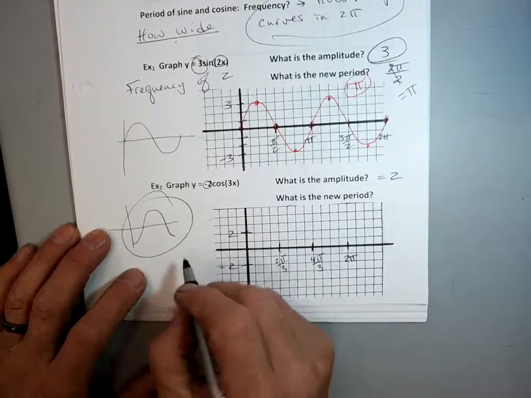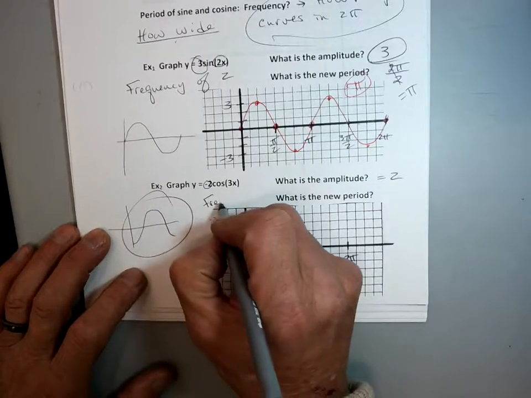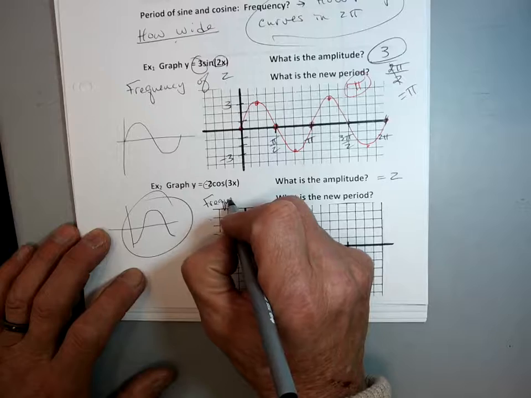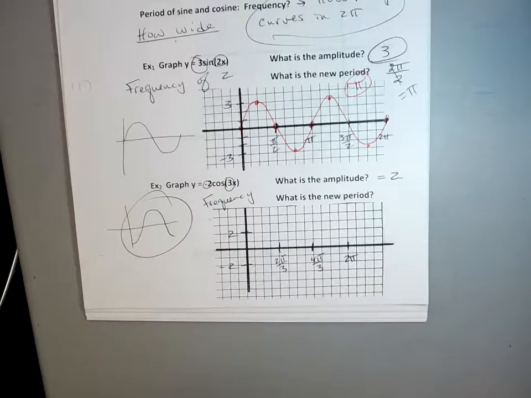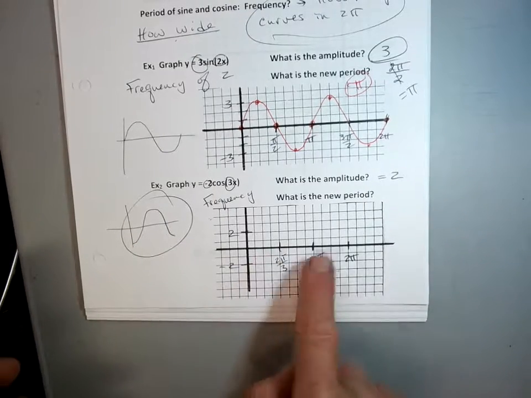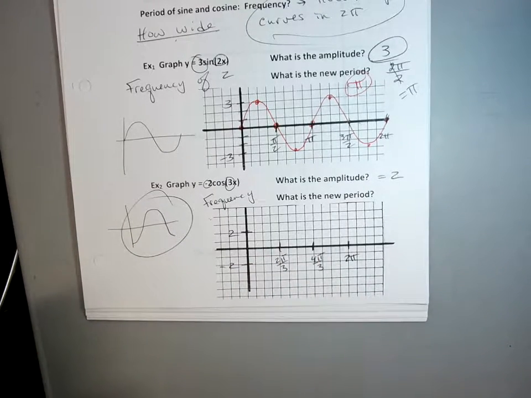So my frequency is 3. And then I need this shape to go 1, 2, 3 of these. Okay, I can do that. I just have to put that shape down.